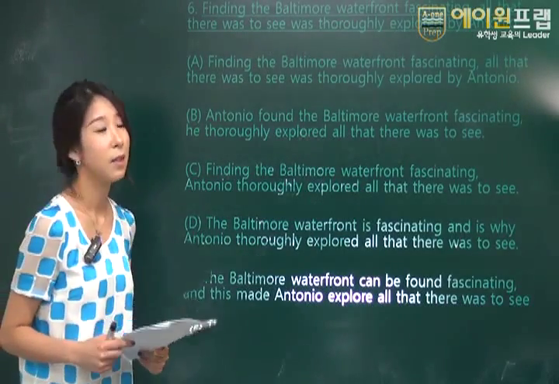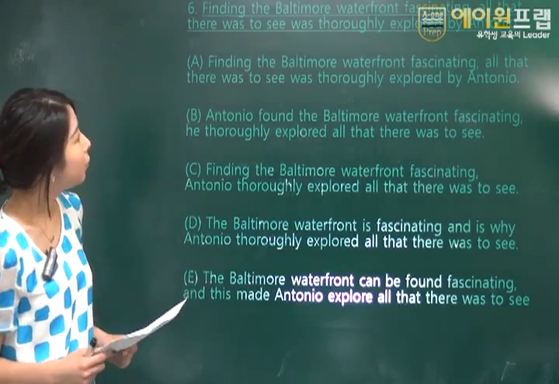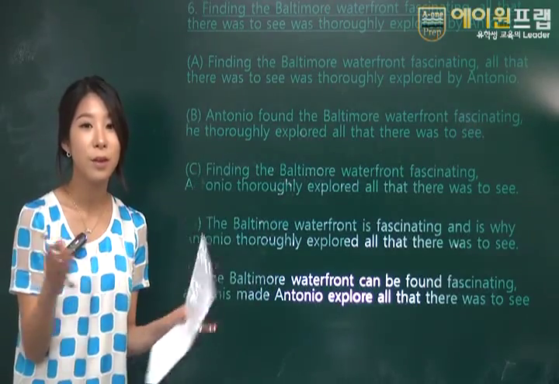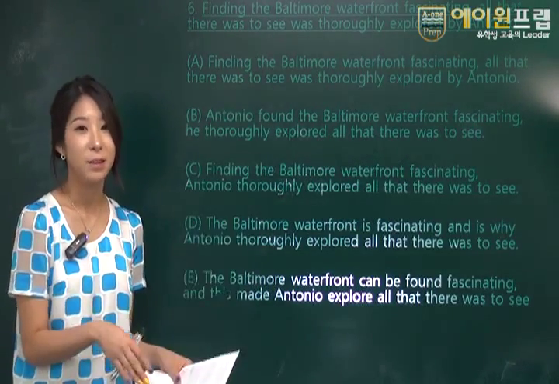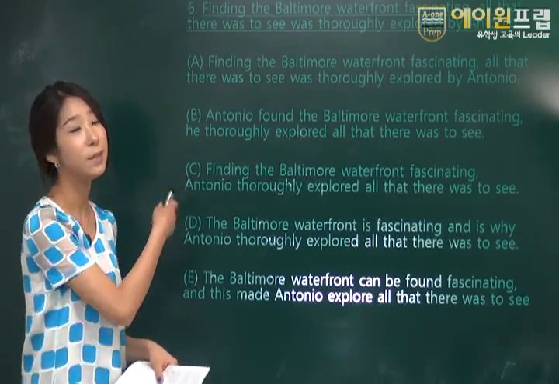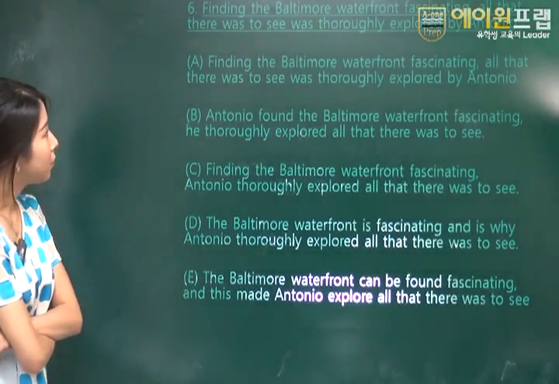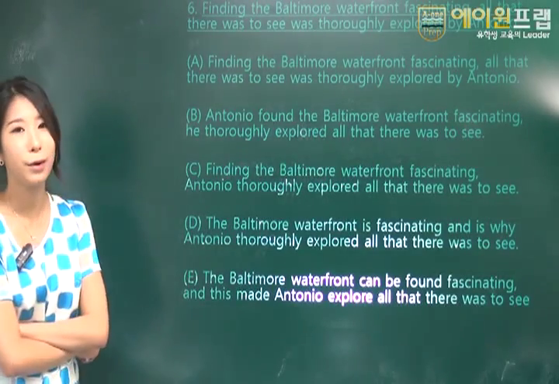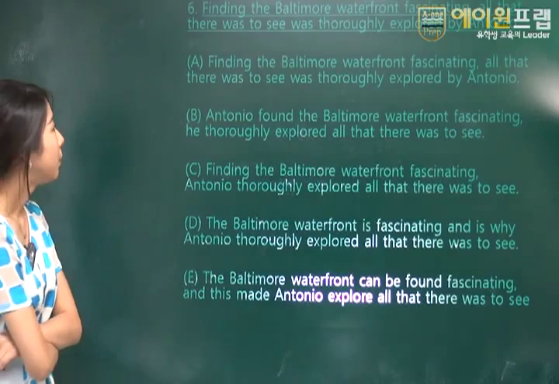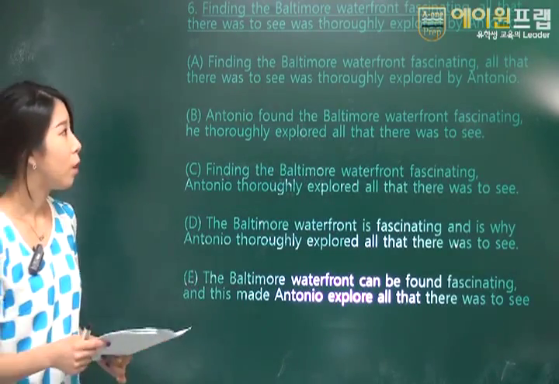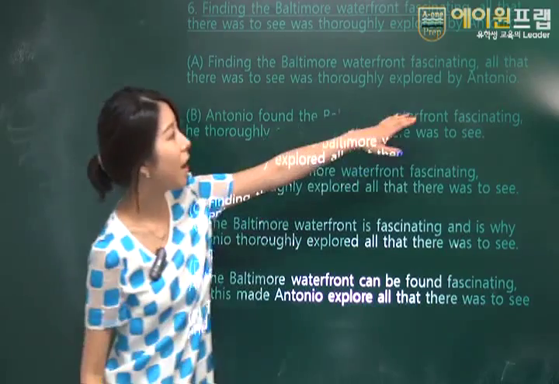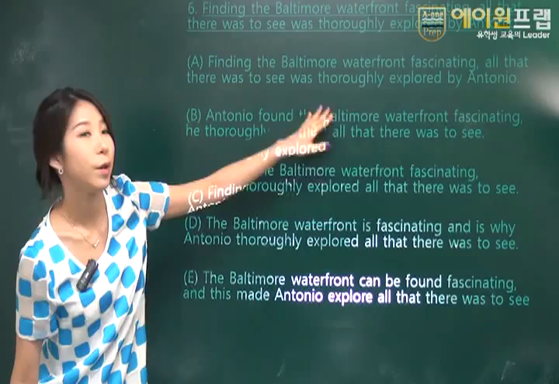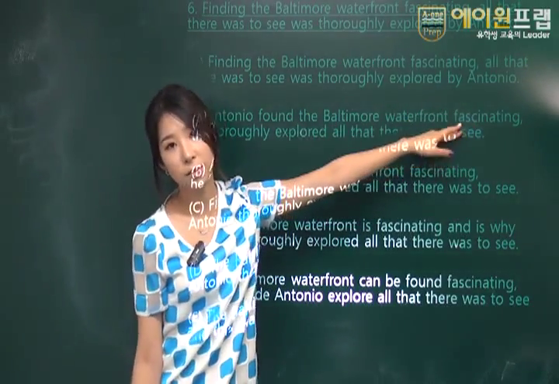And question number 6, finding the Baltimore. Okay, this one, the whole sentence is underlined. So we can rearrange the whole thing and make it into a better sentence in this question, like this. "Finding the Baltimore waterfront fascinating, all that there was to see was thoroughly explored by Antonio." Okay, so who is finding the Baltimore waterfront fascinating? Obviously this dude Antonio, right? And who explored there thoroughly? Also Antonio, so he's going to be the subject.